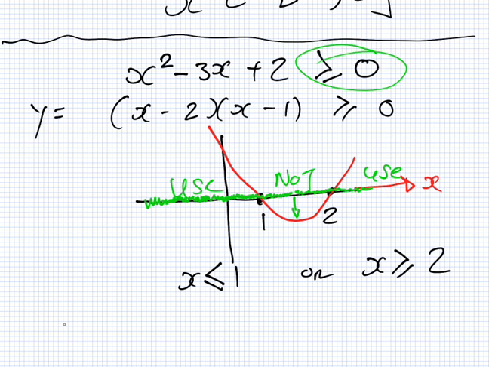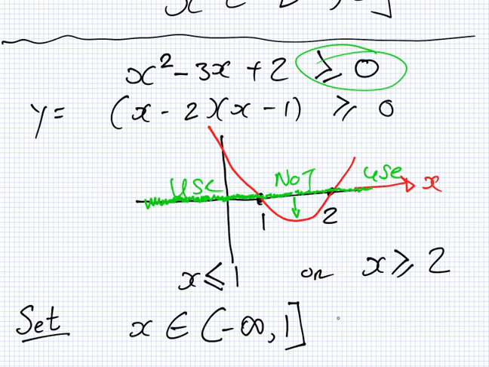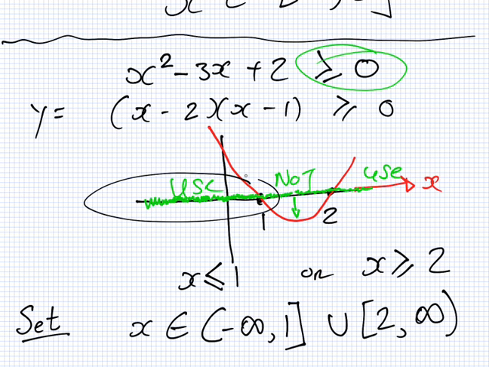There is another way to write this answer though, which you may need to do in the exam. If they ask for the answer as a set, then the answer as a set is minus infinity to 1 and then 2 to infinity here. That's the answer as a set. You can see minus infinity to 1, that's this piece, and then 2 to infinity, that's this piece, and then the u is putting them together.